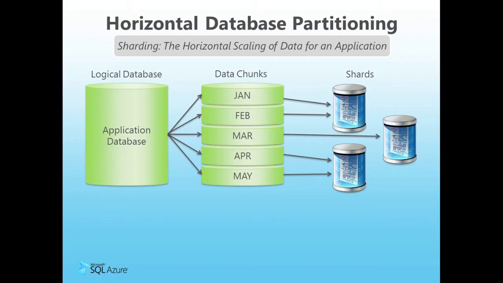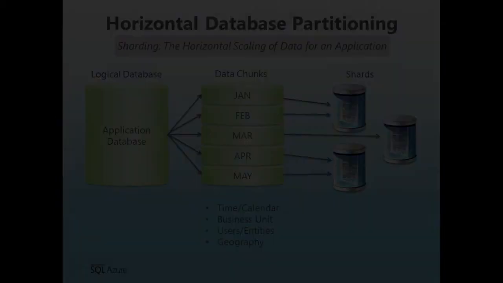Some good application database candidates for sharding include application status updates, content generation, and report or statement generation. You can shard by various categories based on the results you wish to achieve. Some examples include time or calendar units, business units, users or entities, or geography.